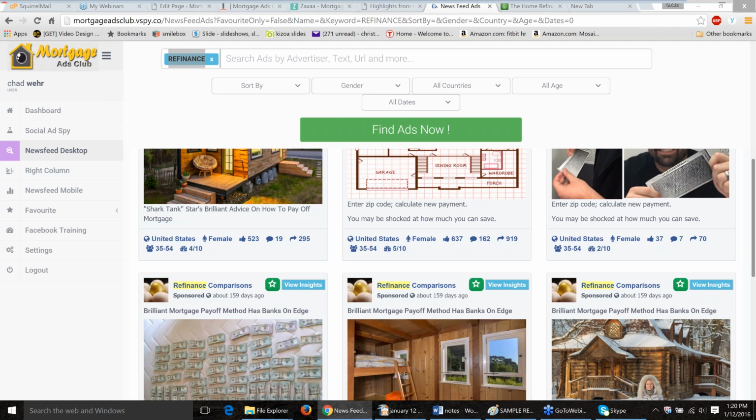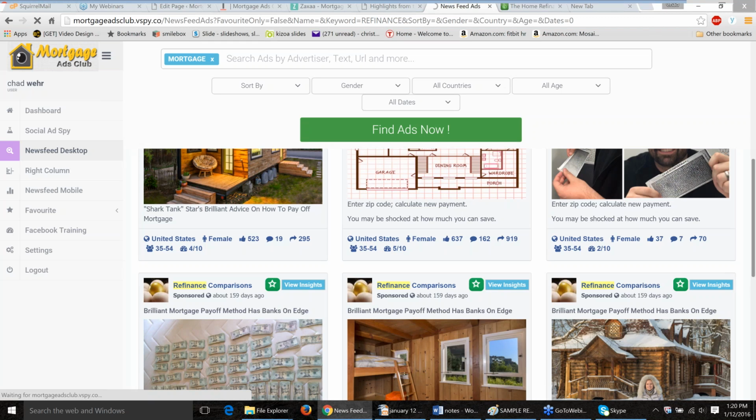All right, so let me remove the word refinance here. Let me just do the word mortgage. All right, let's just do the word mortgage, and then I'll throw reverse mortgages in here too. Okay, so there's enough to go around. All right, so I just threw the word mortgage in here.